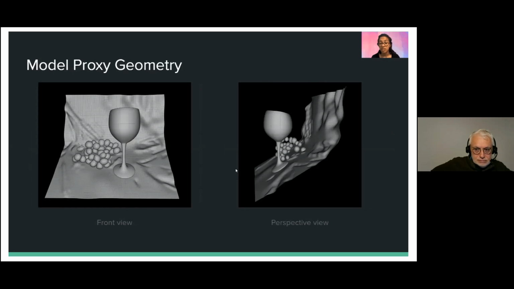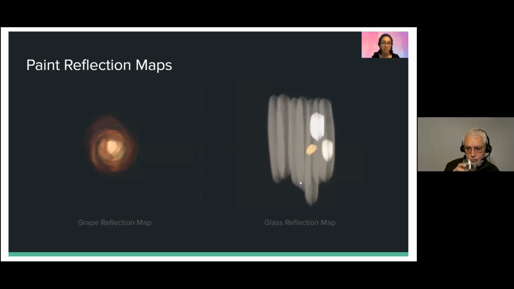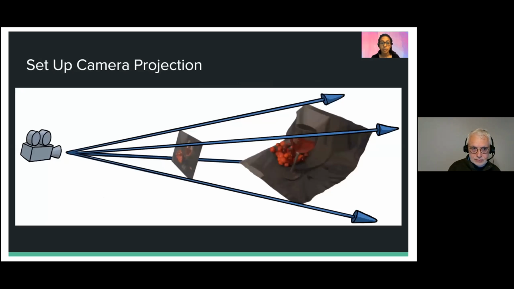And the proxy geometry doesn't have to look good from every angle. It can be very messy, so you don't have to be a good modeler to be able to use this method. We'll then create the reflection maps, which are basically the loose expressive highlights that we saw in the previous works. So this is how we emulate those. And then we'll be projecting these images onto the proxy geometry.